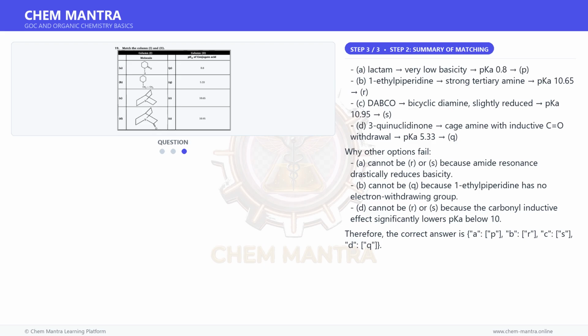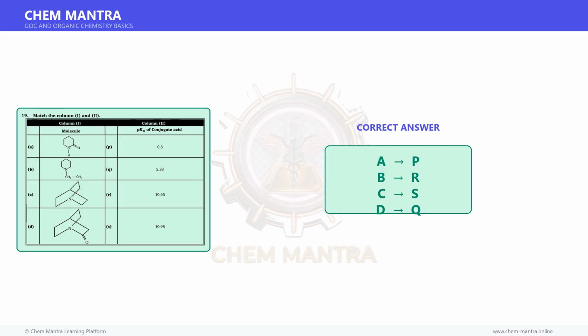Why do other options fail? A cannot be R or S because amide resonance drastically reduces basicity. B cannot be Q because 1-ethylpiperidine has no electron withdrawing group. D cannot be R or S because the carbonyl inductive effect significantly lowers pKa below 10. Therefore, the correct answer is A-P, B-R, C-S, D-Q. Therefore, the correct matching is A matches P, B matches R, C matches S, D matches Q.